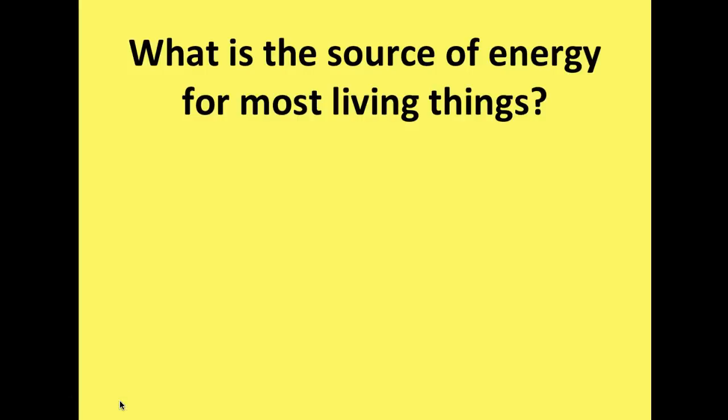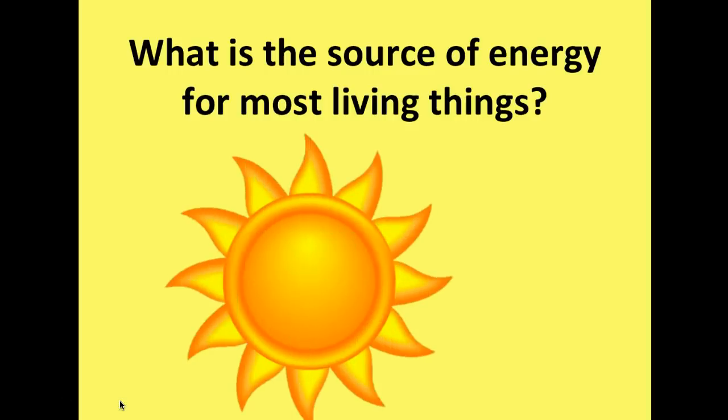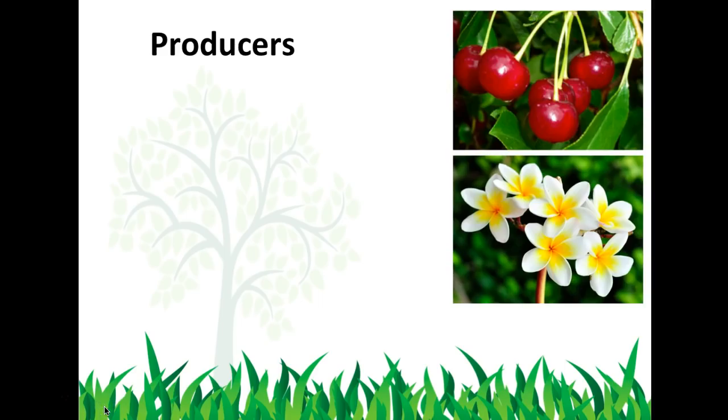So what is the source of energy for most living things? We've talked about this before. Either directly or indirectly, the source of energy for most living things is the sun. So the sun provides the energy for producers to go through photosynthesis, and then 10% of that energy is passed to the consumers that will eat the grass or the plants, for example, and then 10% of that energy continues to be passed up to each trophic level in a food chain.